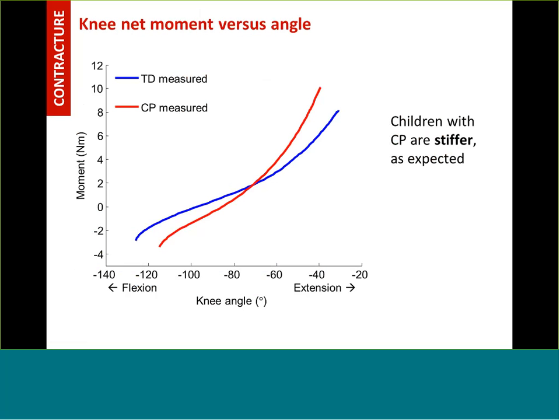First, here you see the measured net knee moment as obtained from the inverse dynamic analysis, averaged over the TD children in blue and the children with CP in red. On the y-axis, you see the passive net moment around the knee, and on the x-axis, the knee angle. And as expected, the children with CP in red were considerably stiffer, both towards knee flexion and towards knee extension.